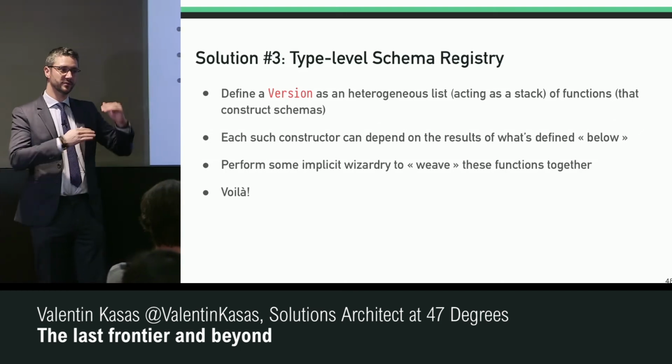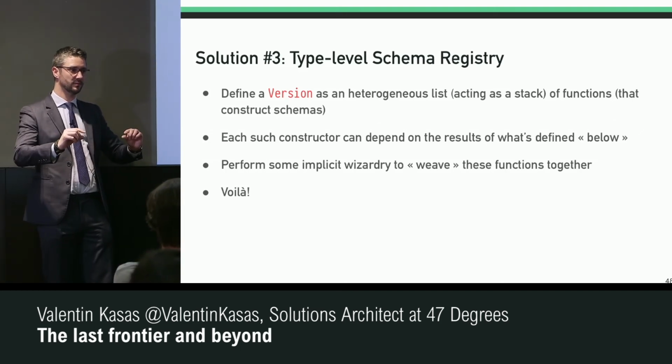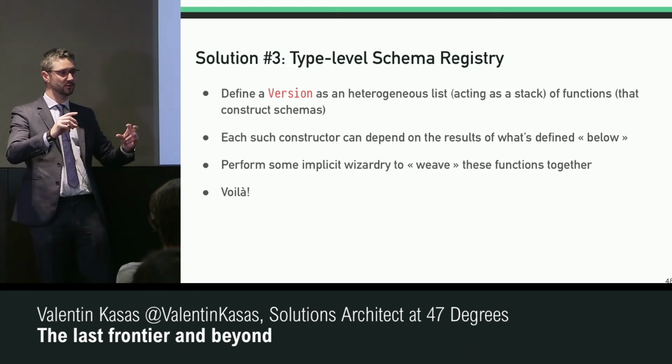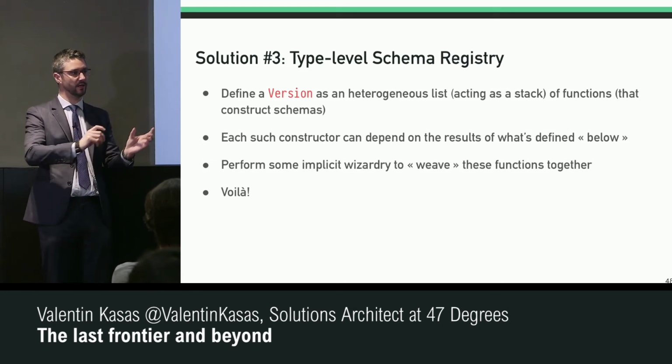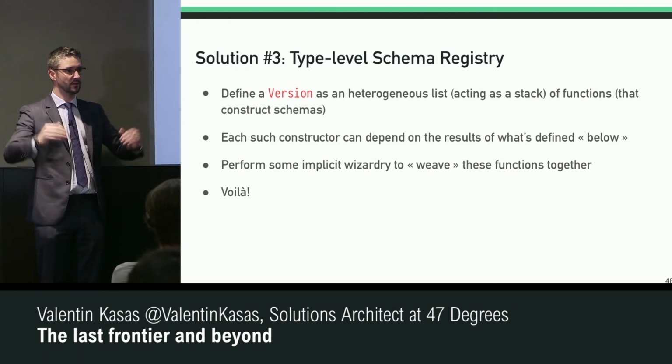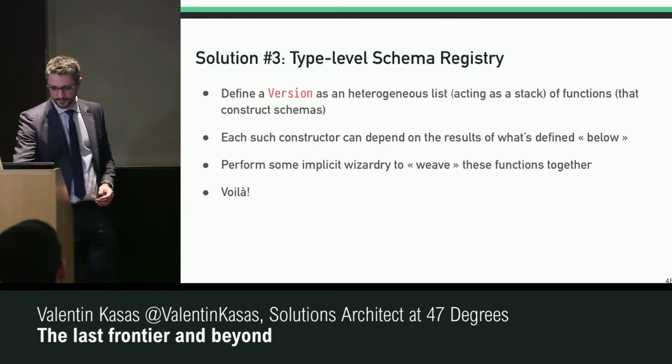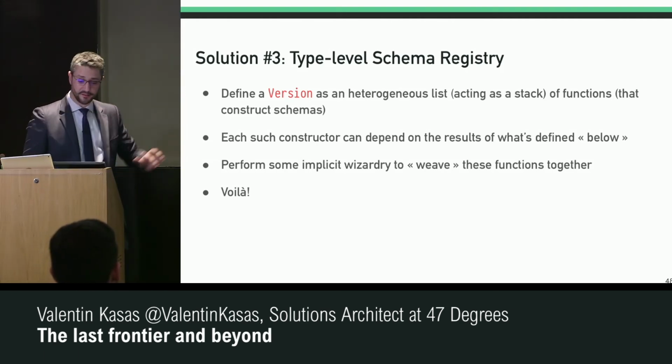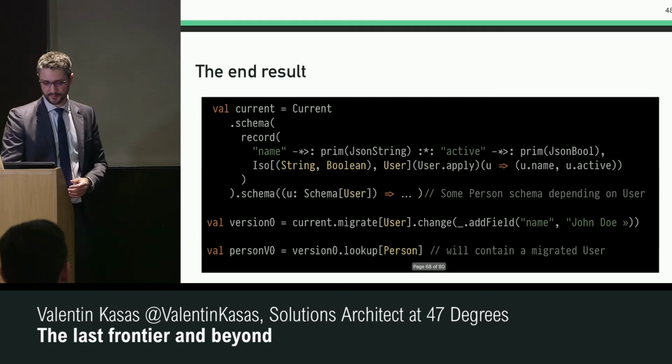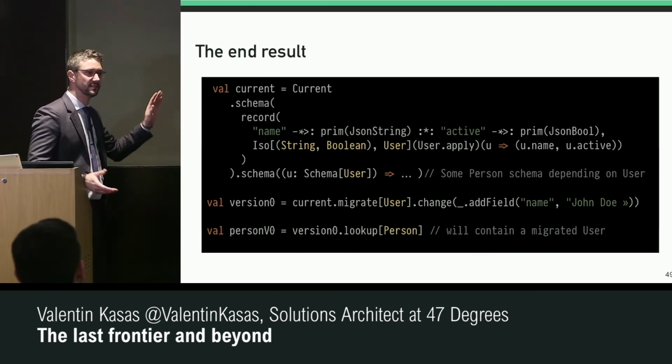Okay? So in the stack, you would put address at the bottom and person on top of it. And person would be, in fact, represented as a function that takes the schema for address and produces the schema for person, and so on. There will be an example. But that works in the end. So let's look at the example.